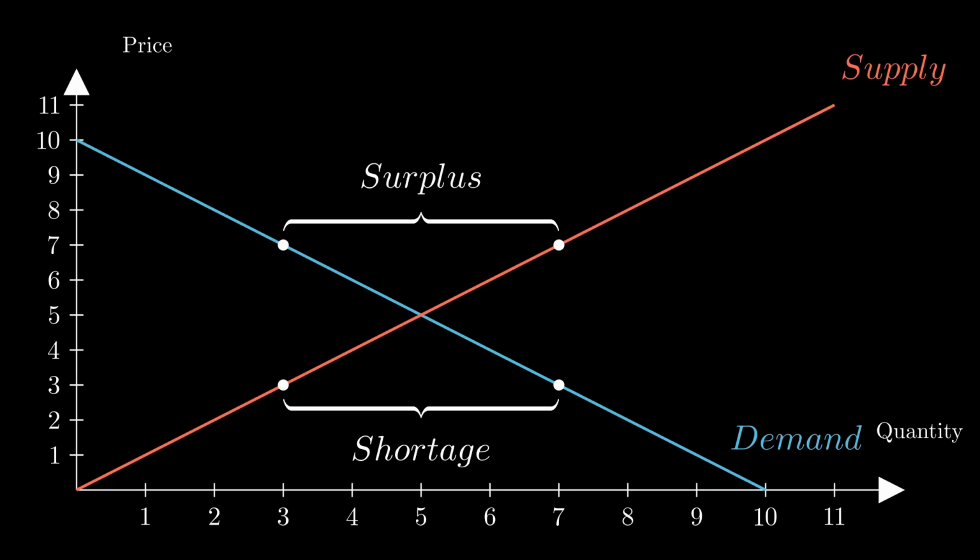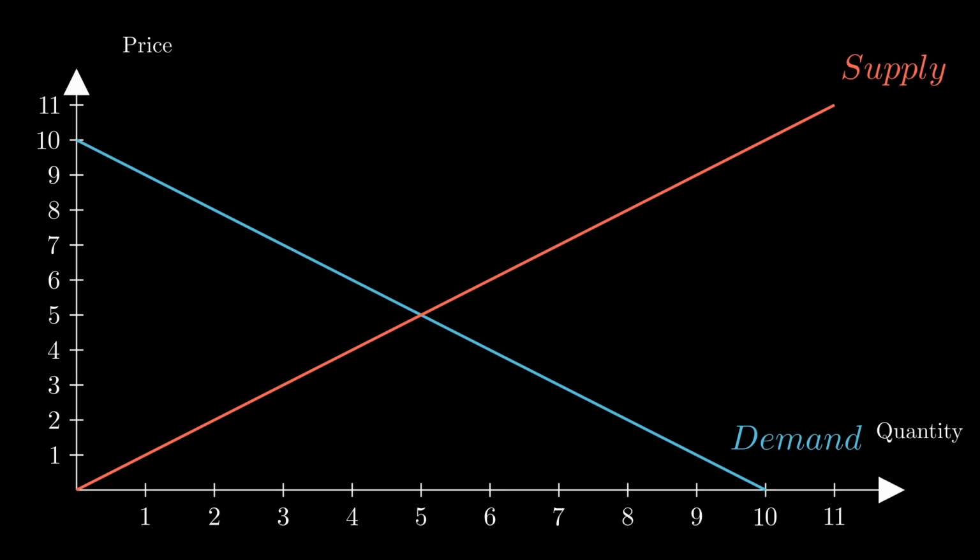When no shortage or surplus exists in a market, the market is said to be at equilibrium. The equilibrium point of a market can be found at the intersection of the supply and demand curve. However, markets aren't always stable and both demand and supply curves can shift.